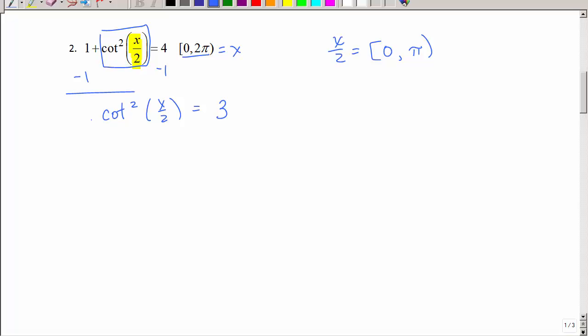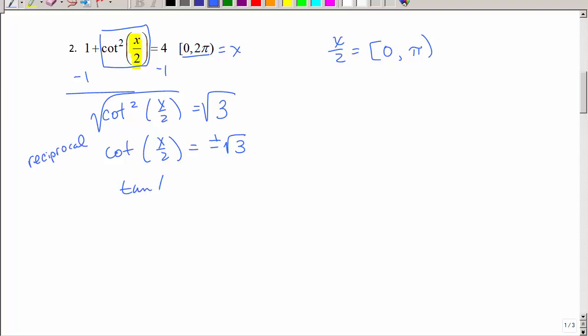I have a square, so I need to square root both sides. Don't forget your plus or minus square root of 3. At this point, you might be saying, I'm not very comfortable with cotangent, I'm better with tangent. Okay, then you can take the reciprocal of both sides. So we could say the tangent of x over 2 equals 1 over plus or minus the square root of 3, or if you rationalize it, it looks like that. Is that in your unit circle? Should you know that? Yes, you should.